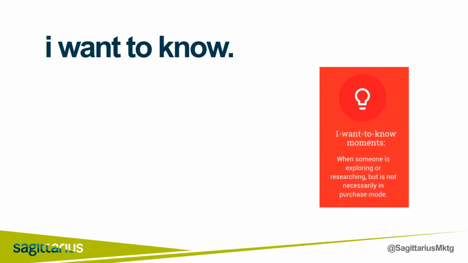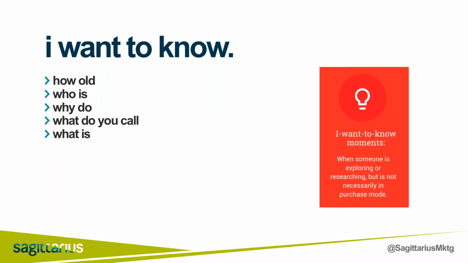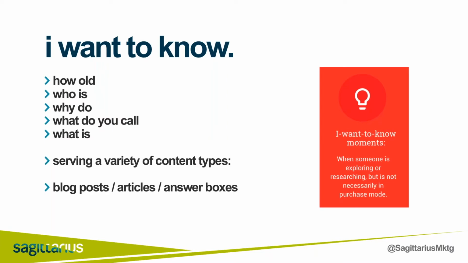So an I want to know moment, Google defines it as someone exploring or researching, but not necessarily in purchase mode. So that could be how old, who is, why do, what do you call, what is, and it could serve a variety of content types. It could be blog posts, articles, or an answer box. There may be no immediate purchase potential within this kind of moment, but there's also potential to push people towards a secondary soft conversion, like a newsletter sign up. But it could also be that your customer journey is so short that somebody looks for some information about a product or a service and then converts within an hour or two. So it's not hard to move them from this to a more transactional query.